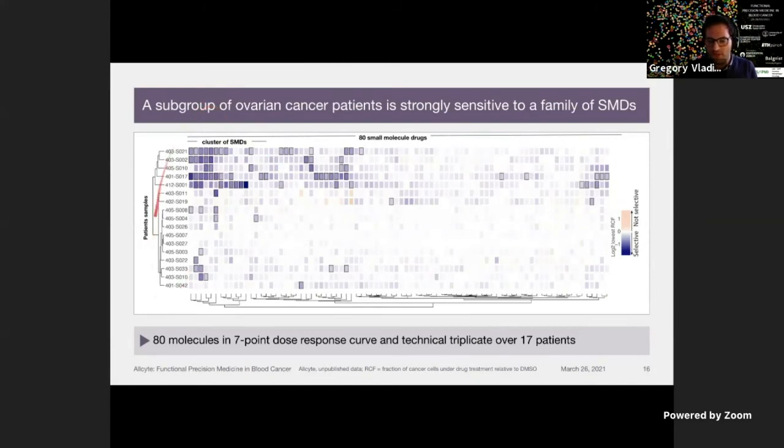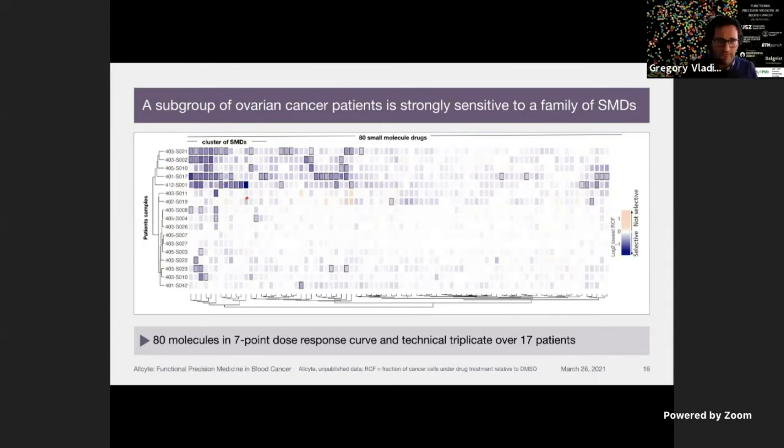This is 17 samples from ovarian cancer patients. It's malignant pleural effusion and ascites. It's not solid tumors; I'll give you an example of that in a second. Over 80 small molecule drugs, most of them approved for other indications or ovarian cancer, with 7-point dose response curves in technical triplicate. And we have a cluster of small molecule drugs, actually a family within the same target space, that are having strong on-target effects on the cancer cell population within a subset of these patient samples. Not all of them, it's not a cell line, but in a small subsection of them.